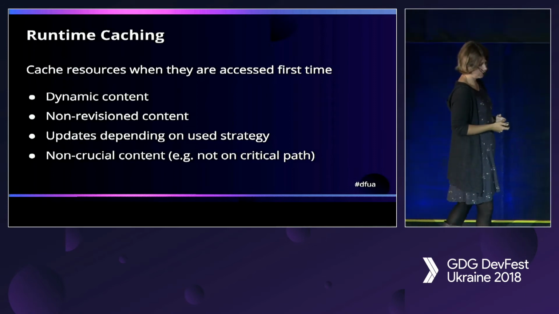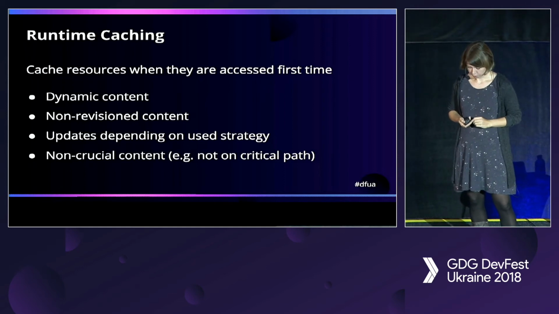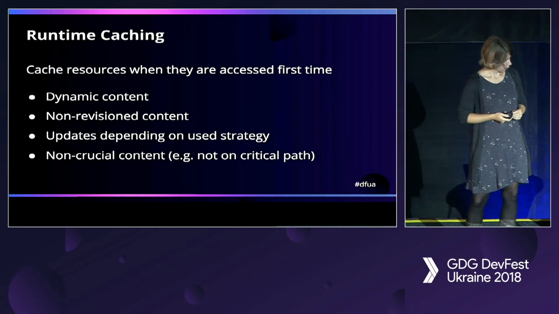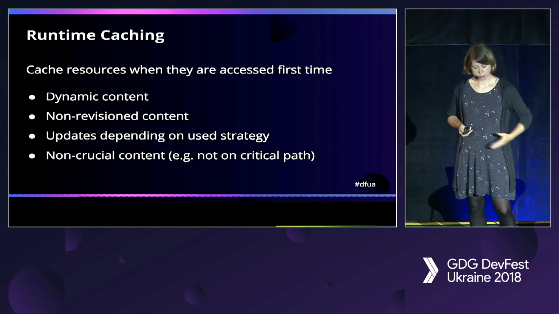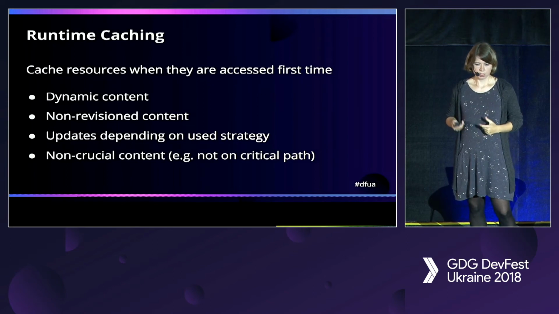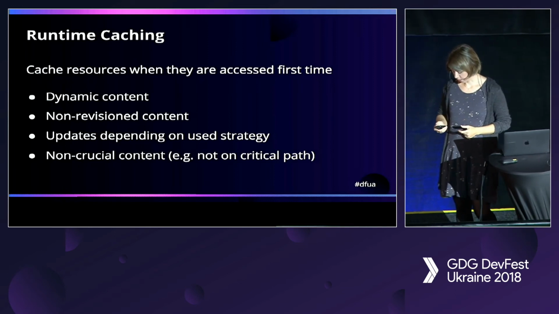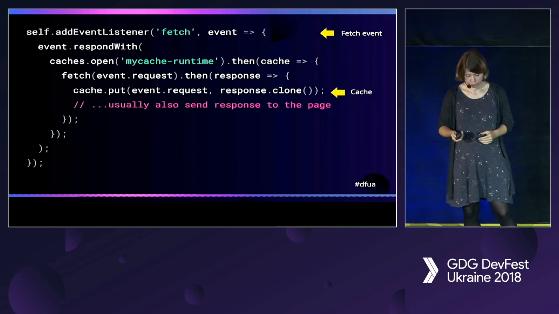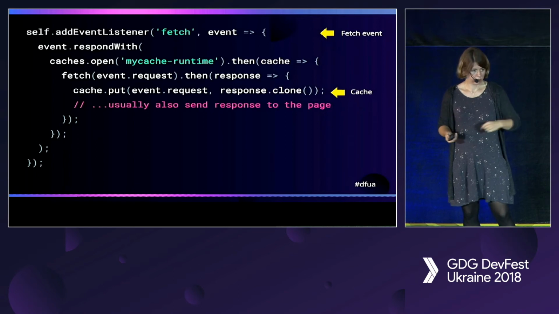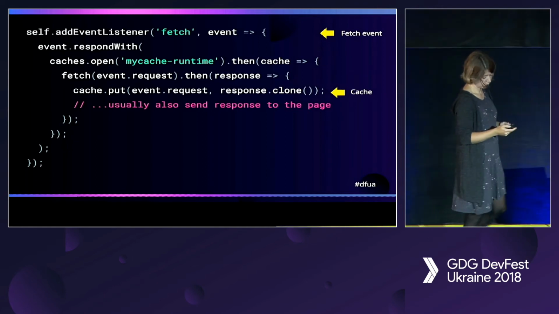Updates depend on your strategy, so you can update it depending on your development workflow. And it's very good for non-crucial content, which means it might happen that the runtime event didn't happen. For example, the user didn't access that particular URL, so you should never assume for sure it's going to be in the cache, right? It might happen that it's not there, so you need to think about having some backup plan. This is the example, right? Here I react to a fetch event, and that's the moment where I go to the network, fetch the resource. I usually send it back to the page, but I also save it in the cache for the next use.